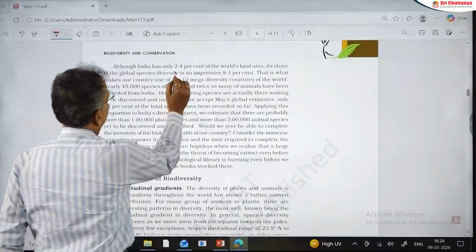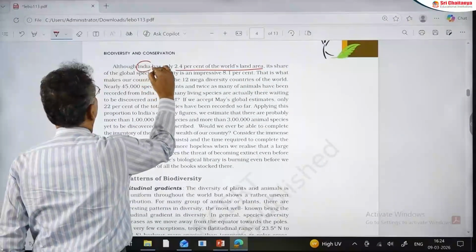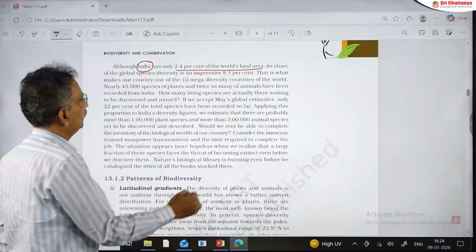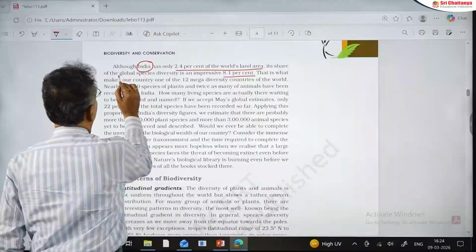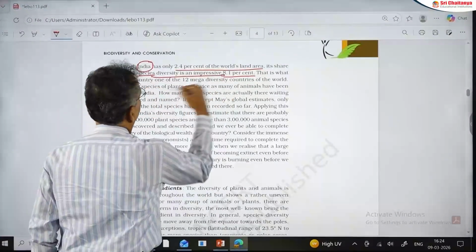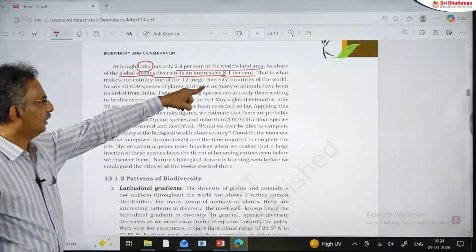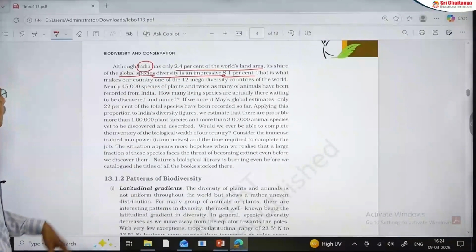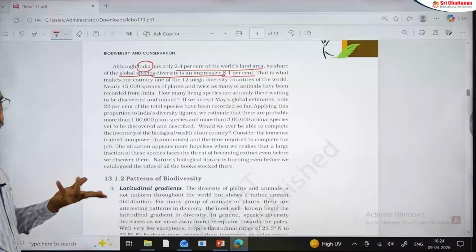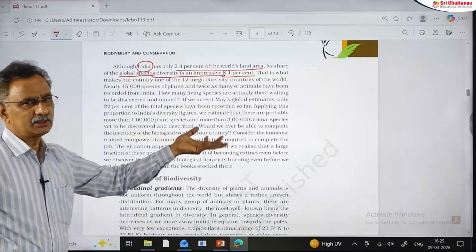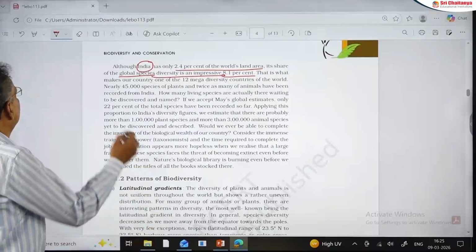Here, interestingly, India has 2.4% of the world's land area, but amazingly we have 8.1% of the global species. So 2.4% of the area is accommodating so many species. Everything from this paragraph is basically data, and since the data is almost self-explanatory, not much explanation is required; you can study that.